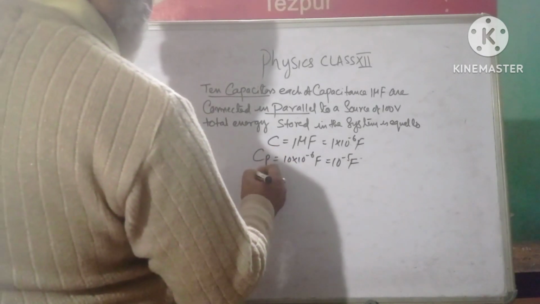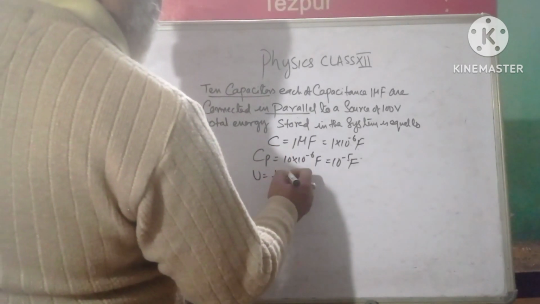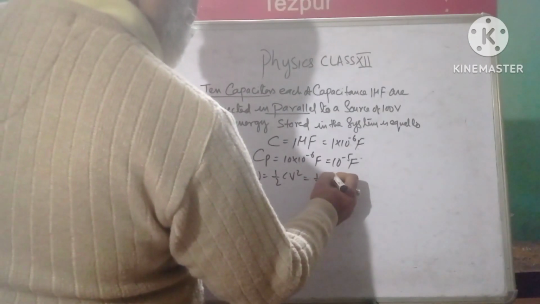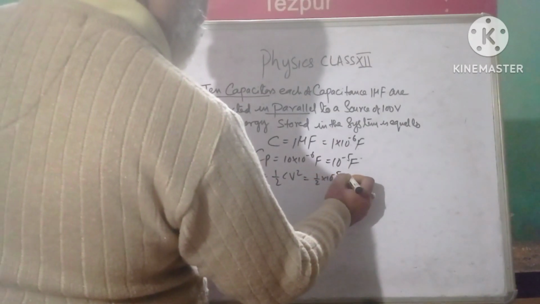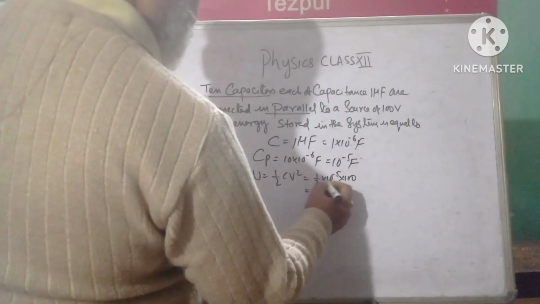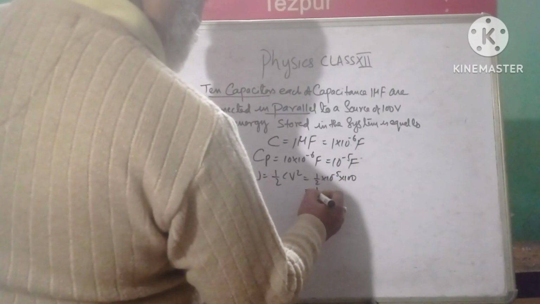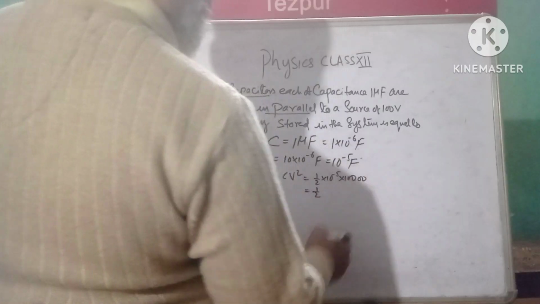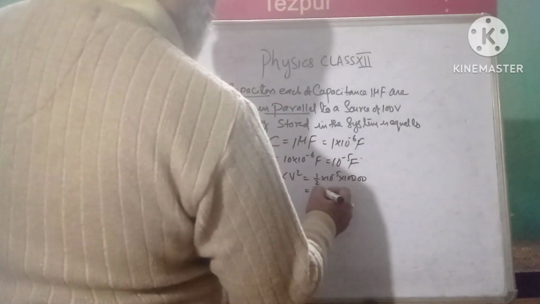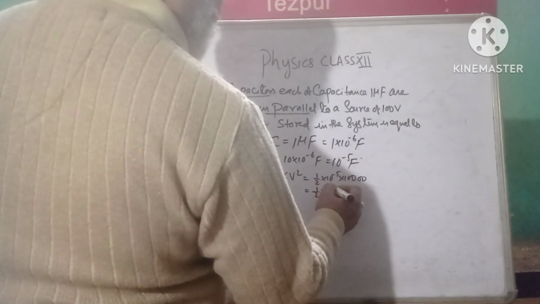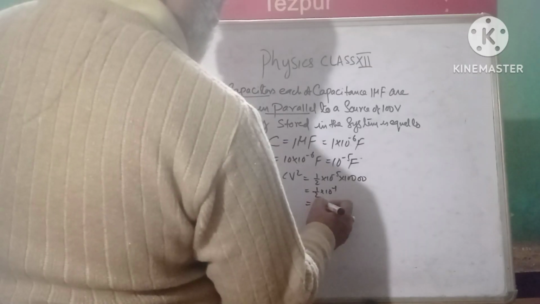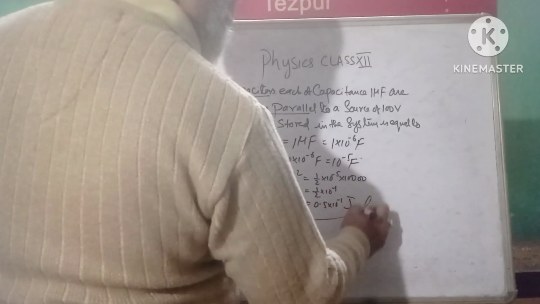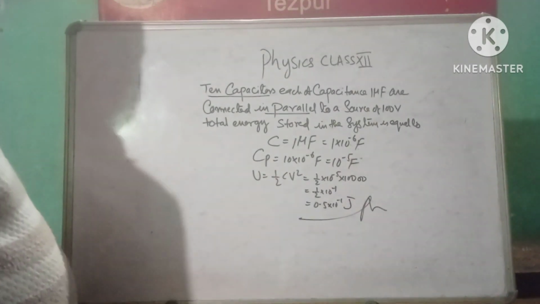And your energy will be half CV squared. So this is half into 10 to the power of minus 5 into V, which is 100 squared. So this will be 5 into 10 to the power of minus 2... that is 5 into 10 to the power of minus 1 joules. So this is your answer.